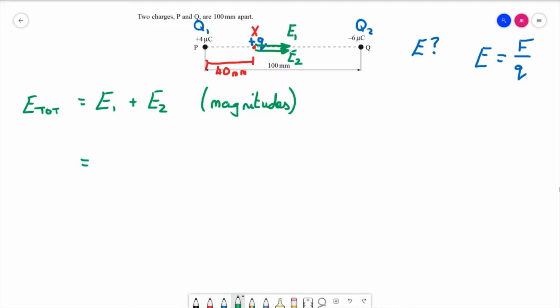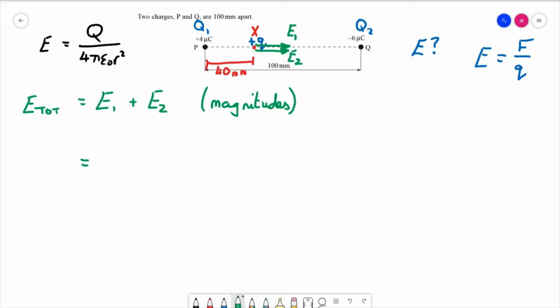We can therefore straight away start to plug some numbers in. For electric field strength, we've got the equation E is equal to Q over 4 pi epsilon naught r squared, and note we are squaring the distance here, not just having over r.